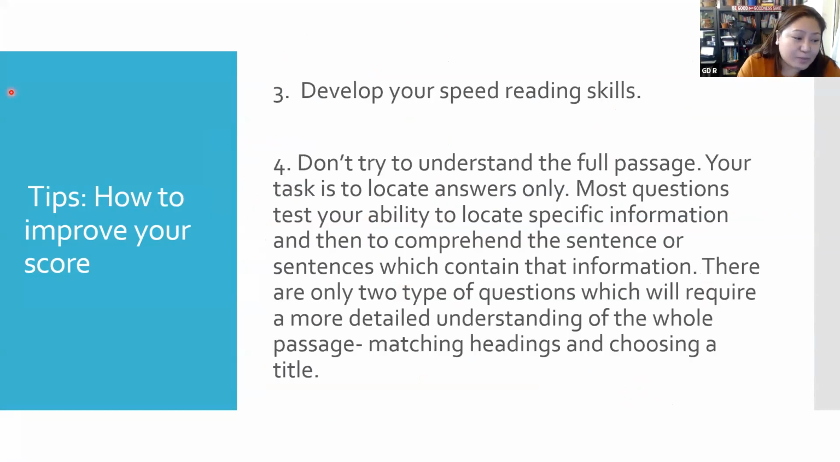Another tip to improve your scores for the reading section is you have to develop your speed reading skills. There are a lot of YouTube training videos on how to develop your speed reading skills. But usually they say, okay, you have to use your finger.